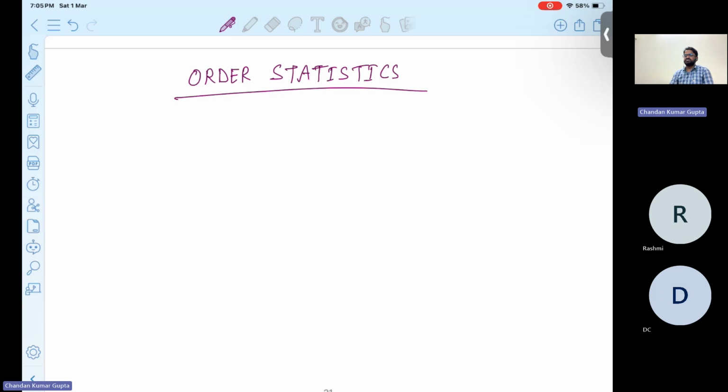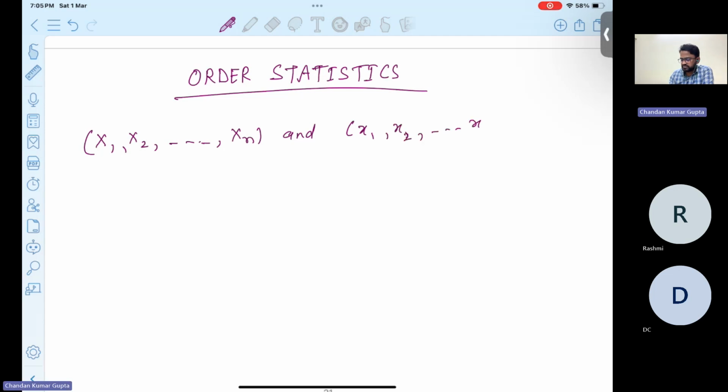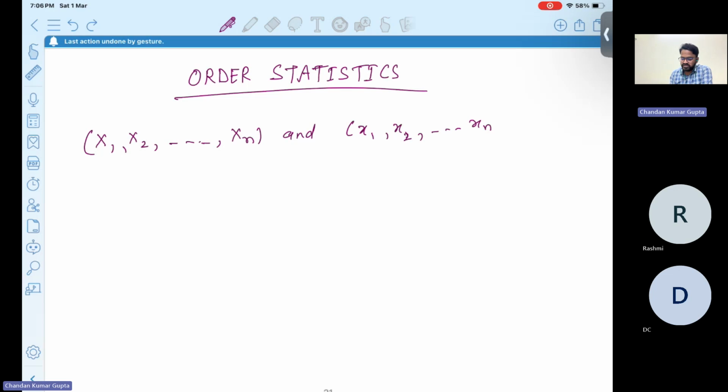Okay, order statistics. Suppose we have an n-dimensional random variable x1, x2, up to xn. We have n-dimensional random variables, and from there we have considered n tuples, x1, x2 up to xn. Then we define it in this form.